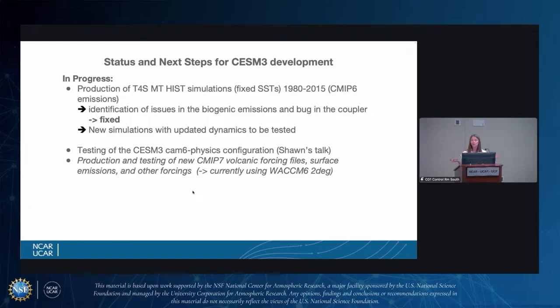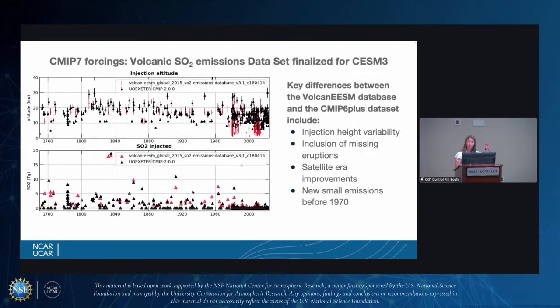To know what is coming, what we're doing is we run a WCAM 2-degree model version, our old basic configuration, but with the CMIP6 emissions and then with the CMIP7 emissions, to see what is going to happen. And Doug is leading that simulation, which is in progress. So for the forcings, we do have the volcanic forcing as an SO2 emission database now available.